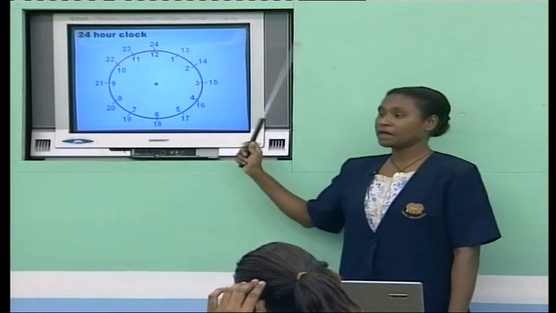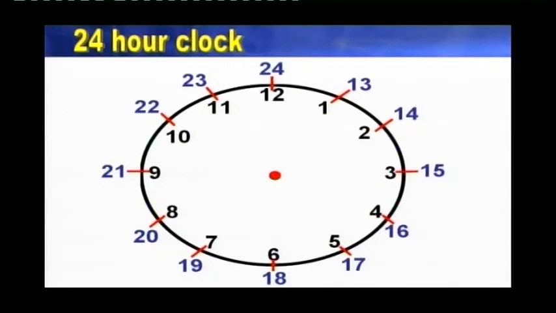24-hour time is read after 12 o'clock or 12 midday. So we have 13, 14, 15, 16 up until 24. 2400 hours in the night. So this is during the day, 12 o'clock during the day.